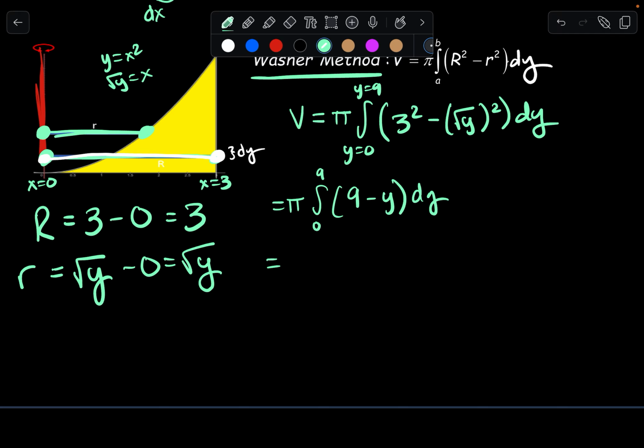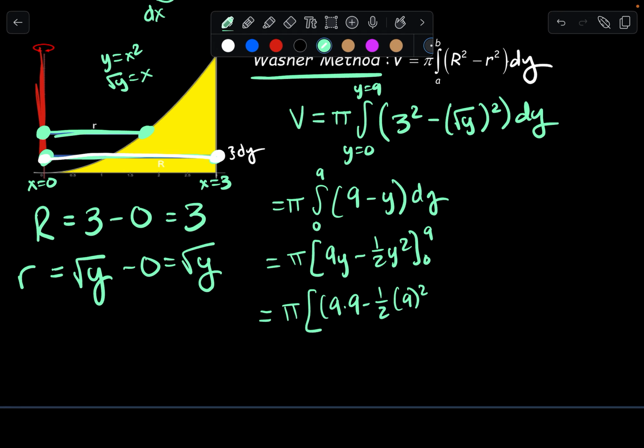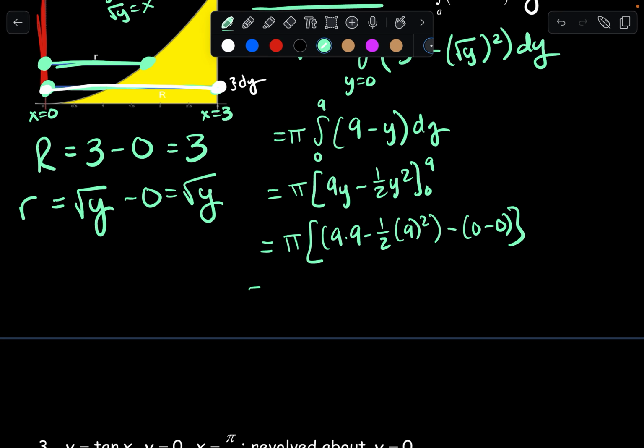Integrating with respect to y, we end up with pi times 9y minus 1/2 y squared from 0 to 9. First fundamental theorem of calculus, plug in the upper bound. We get 9 times 9 minus 1/2 9 squared. Plug in the lower bound. They're both going to be 0 again, which is convenient. FRQ, you can stop here.